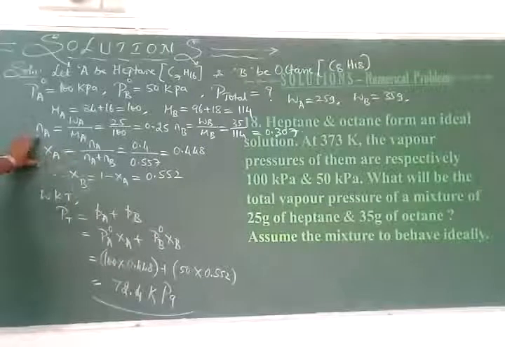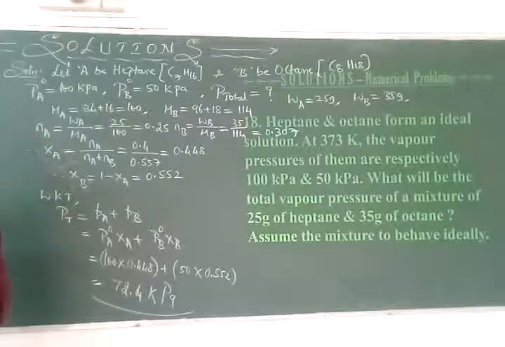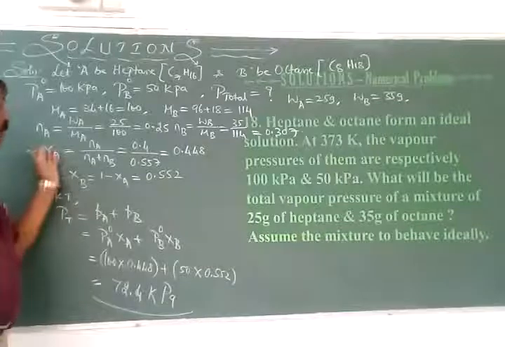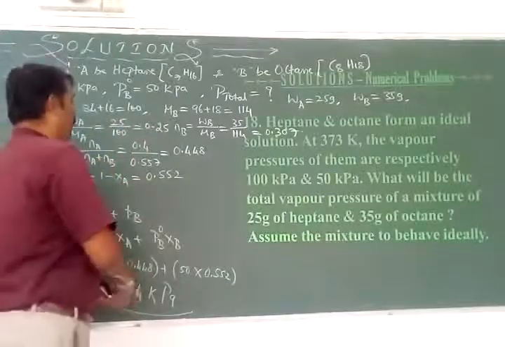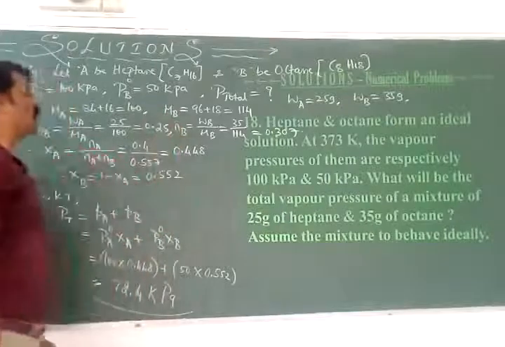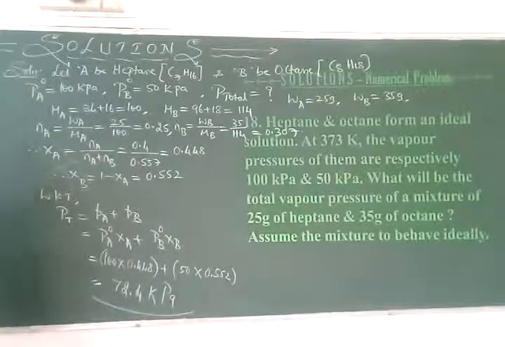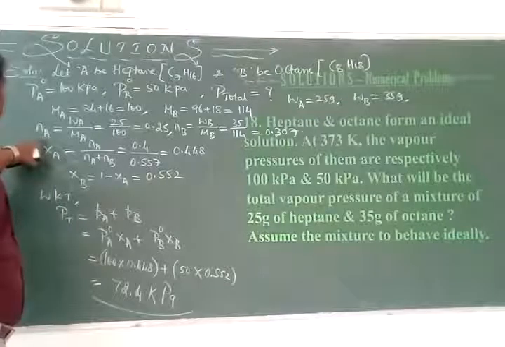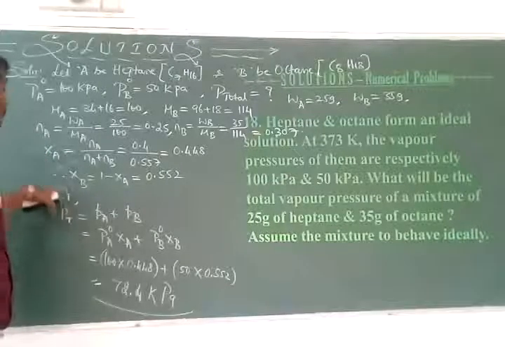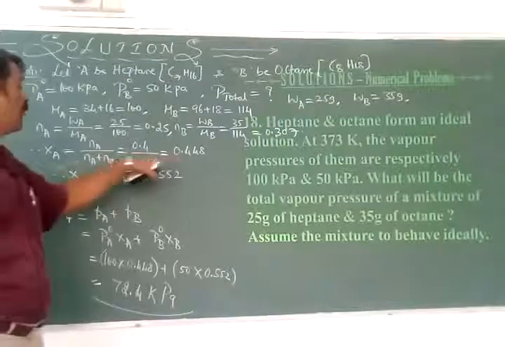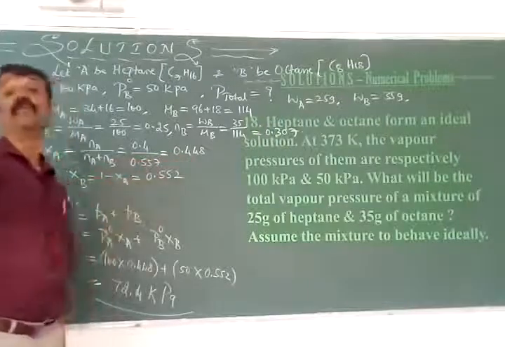Based on that, I will calculate the value of which one? Number of moles. How to calculate number of moles? Mass divided by molar mass. On that basis, the number of moles of heptane A is equal to 0.25 and the number of moles of B, that is octane, is going to be 0.307. By knowing the individual number of moles, I calculated the mole fractions of the two liquids, heptane and octane, referred to as XA and XB, which are 0.448 and 0.552.